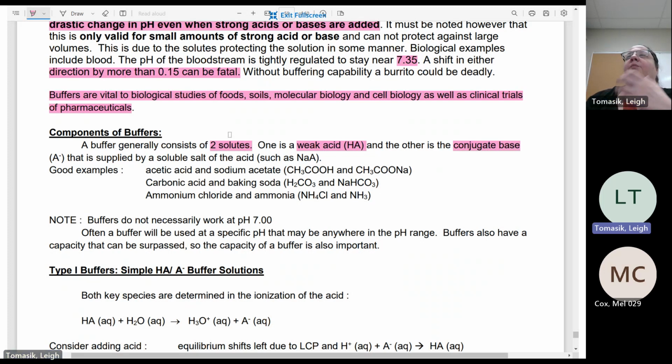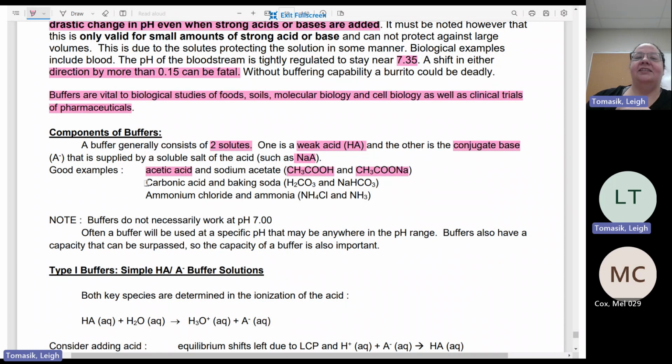So we're going to get a salt that contains the conjugate base, and we're going to use that together with the acid. For example, if we chose acetic acid as our acid, we would choose sodium acetate as our conjugate base. Basically, we take the H off the acid and replace it with a group 1 metal. Maybe sodium is the best choice for that. A lot of our medicines are sodium something.